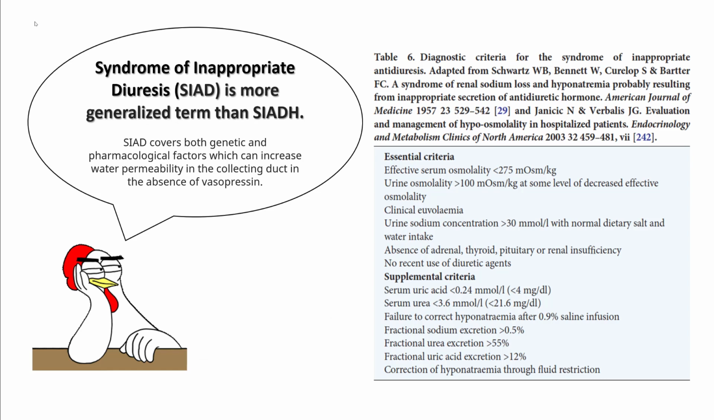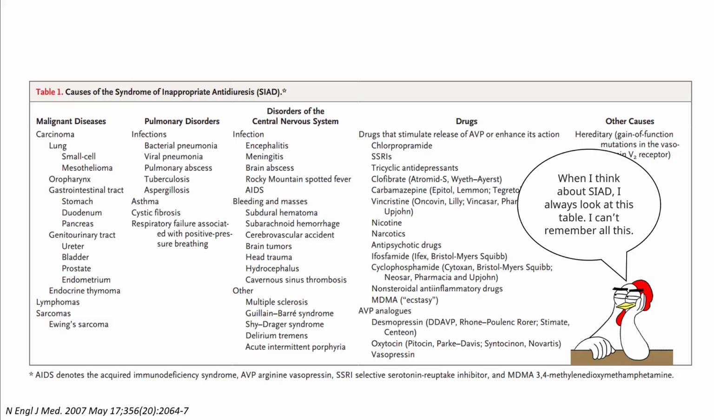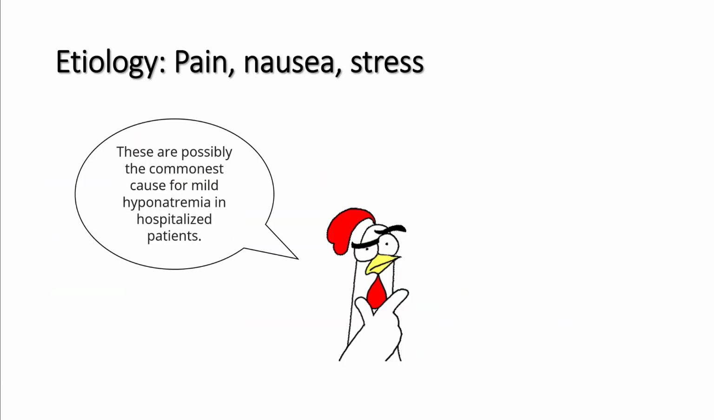These are the diagnostic criteria for SIAD. Your serum osmolality is less than 275 with urine osmolality of more than 100. You are clinically euvolemic. Your urine sodium is more than 30. And there is absence of adrenal, thyroid, or renal insufficiency, and there has been no recent use of diuretic agents. Whenever you think about SIAD, look at this table, and try to figure out which one of these causes is applicable to your patients. So let's look at all these causes one by one.